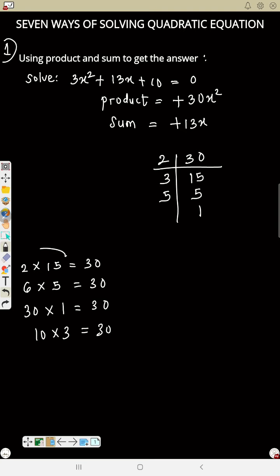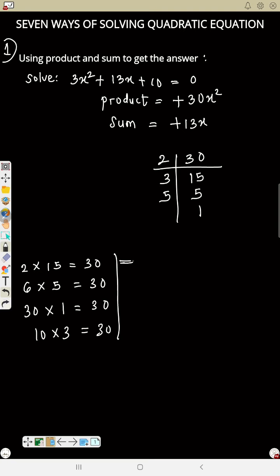Now any number can come first. If you like, you can say 15 times 2 instead of 2 times 15, it is allowed. If you like, you can say 3 times 10 instead of 10 times 3, it is allowed. Any number can come first. Now that we know all the numbers that can give us 30, out of all these numbers, which ones can we add together that will give us the sum, which is 13?